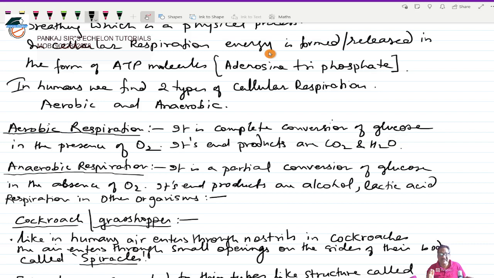In breathing, there is no energy release. There's only the exchange of gases that takes place. Now, what is this ATP?